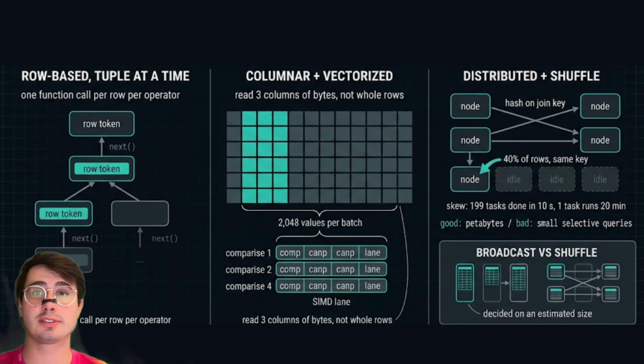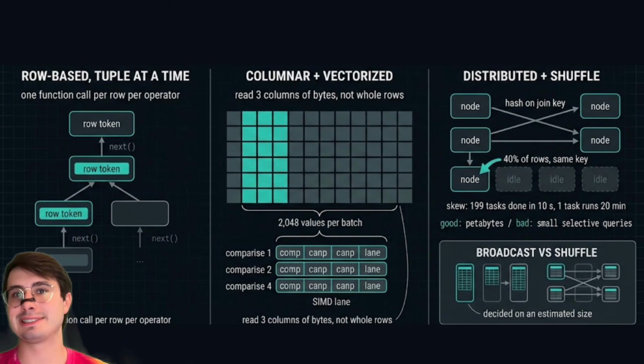Then second, you have skew. If 40% of your rows have the same join key, they all hash to the same node, so one task runs for 20 minutes while 199 tasks finish in 10 seconds. Your cluster can be 99.5% idle and your query is still running, and skew is invisible in the average and obvious in the max task duration, which is why you look at task distribution and not at totals.